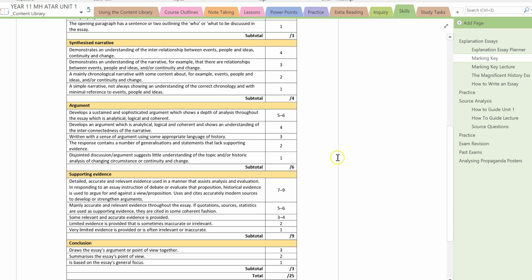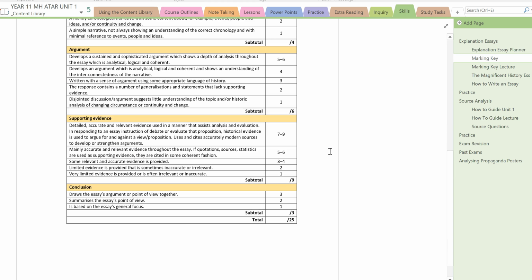And there's a few simple ways you can avoid this. To get a top mark in the argument, you want a sustained argument, which means you want something that goes throughout the essay, every single paragraph. You want a sophisticated argument, and that will look at how you write as well. And you want to show that analysis.